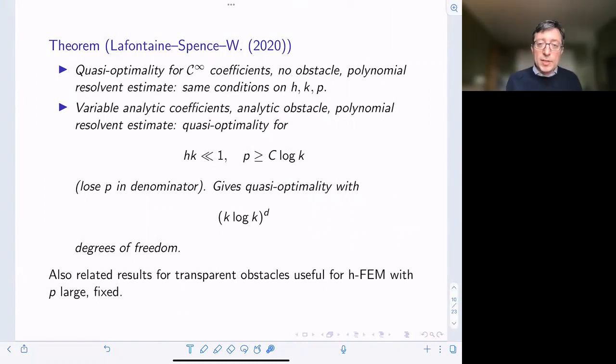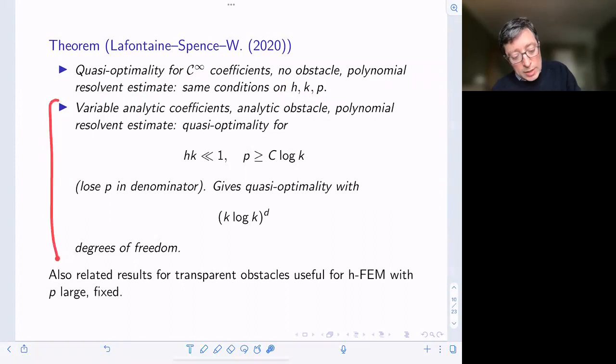So the main theorem I want to state today is that we can recover the results of Melenk and Sauter, more or less, in much broader geometric generality. The first theorem I want to state is that their result holds perfectly nicely with variable coefficients. They only need to be C infinity, no analyticity needed, but this is in the case where there's no obstacle. We require the same polynomial resolvent estimate. But we get quasi-optimality under these same conditions on hk and p, which is that hk over p is small, p grows logarithmically.